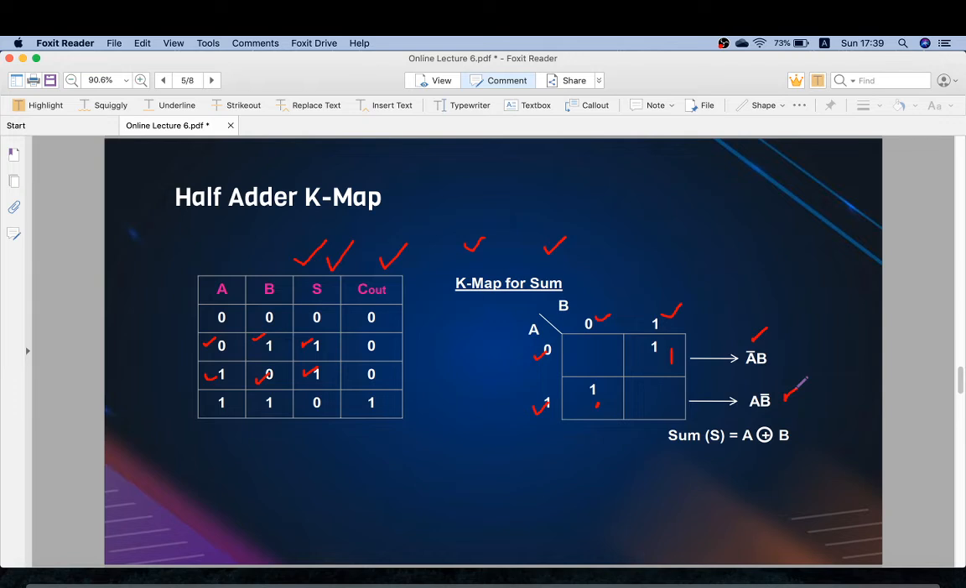Now we will make the Boolean expression or equation for this. As we know in Boolean expressions, if we get this expression, it can be written as A XOR B. So the output function equation for sum S is A XOR B.